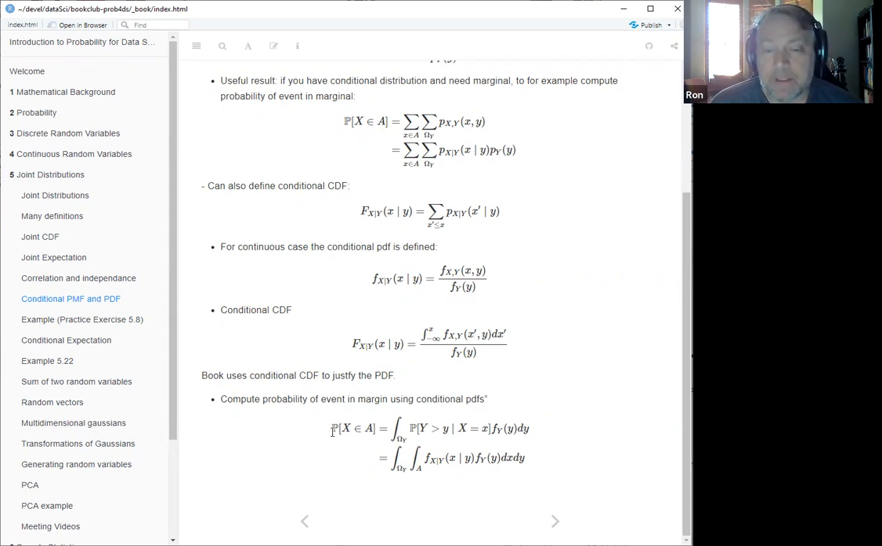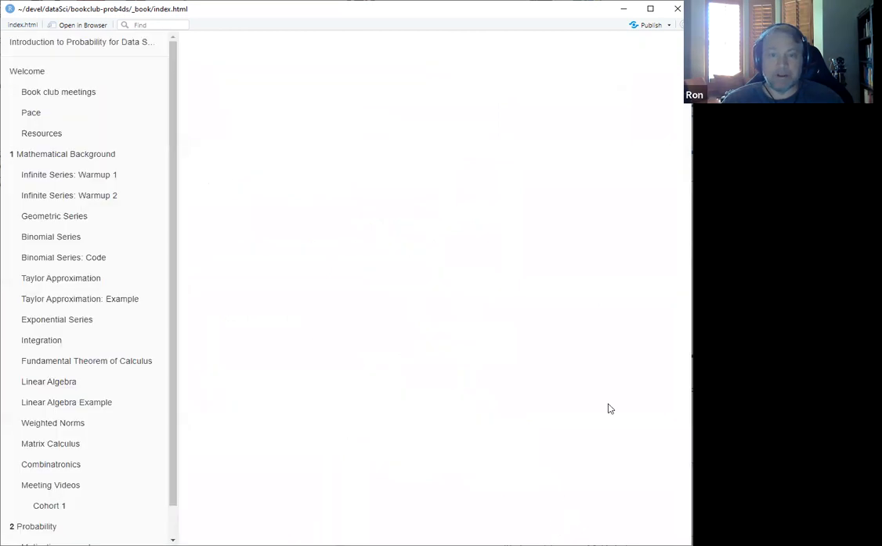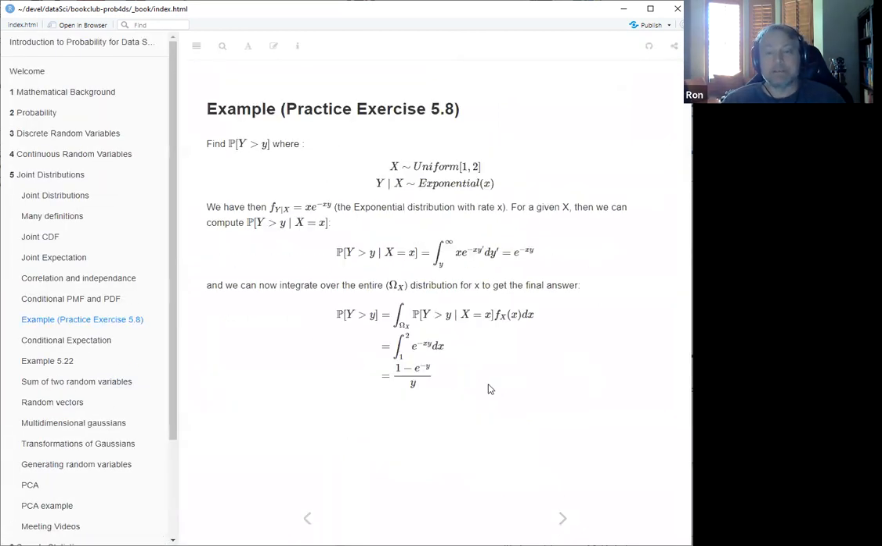And again, the same way that we did for this case up here, where we want to compute the event in the margin, where we don't care about the other variable, we can do this using conditional probabilities. There'll be an example. Oh, I think right now. Okay, good. I need an example to make that more concrete. I have one here. This is practice exercise 4.8 in the book, 5.8 in the book.